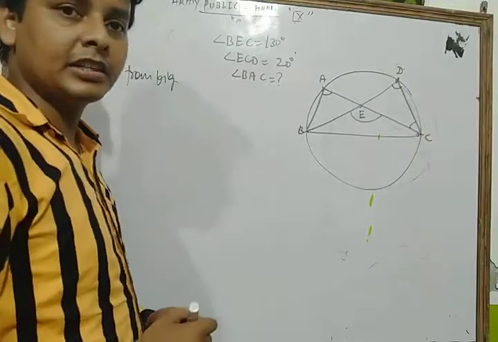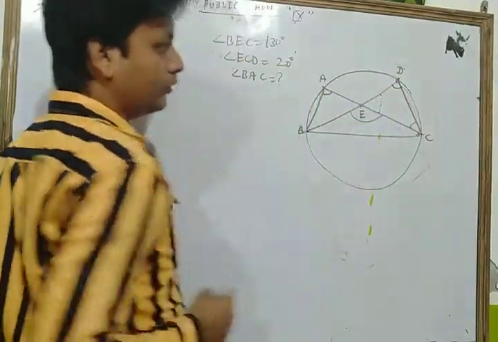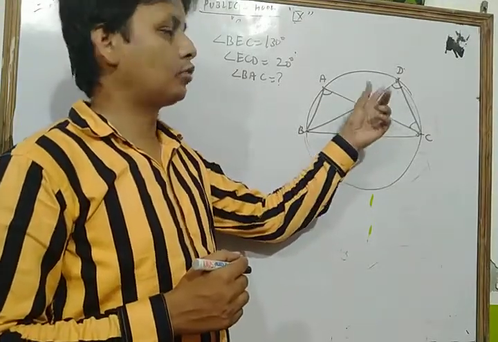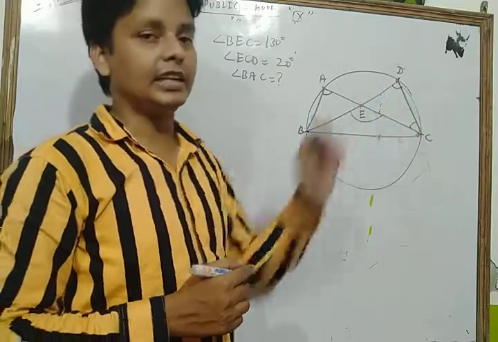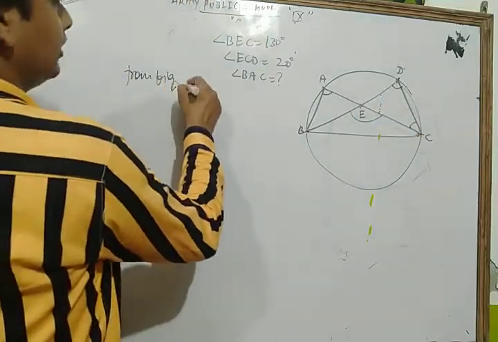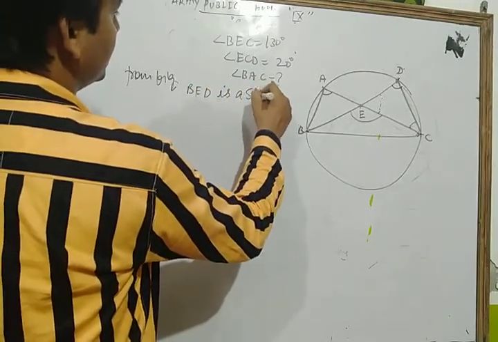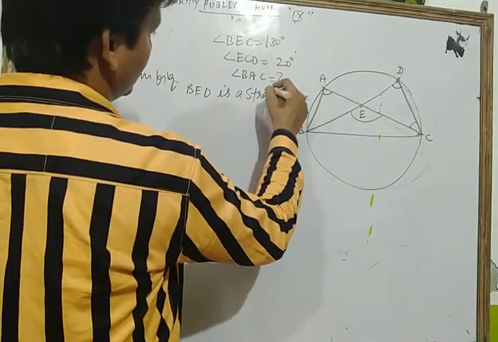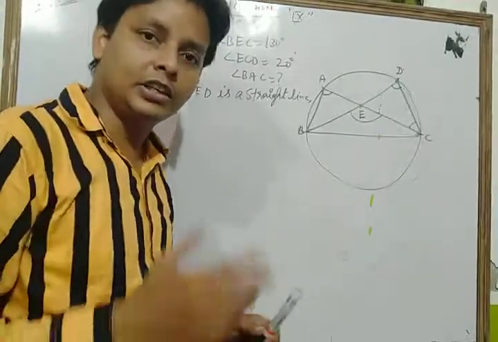BED. BD is a straight line, and we know the sum of the angles on a straight line is 180. So this plus this is equal to 180. So in this way we find angle CED. Let's see from the figure. BED is a straight line. BED is the straight line.